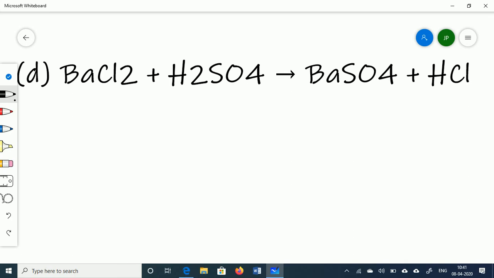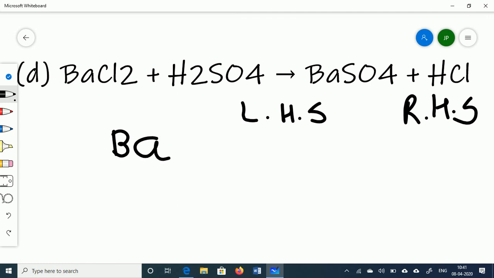See here, LHS and RHS. The elements: barium chloride is going to react with sulfuric acid and produce barium sulfate and hydrochloric acid. So barium, plus S, Cl, O and H, right?